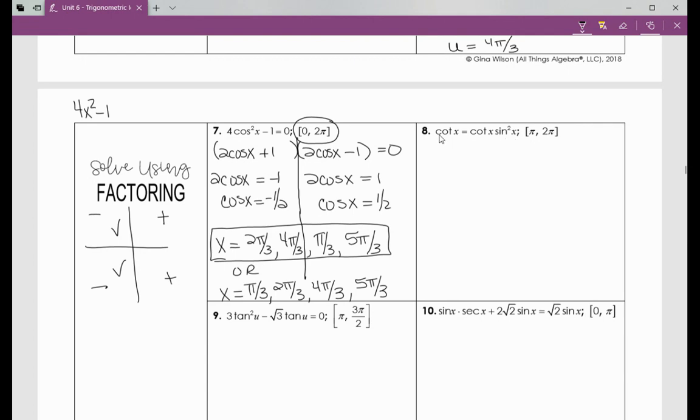All right, so in our second example, I am going to factor. So what I am going to do is move this to the other side. Whatever you do when you are solving these equations, you do not divide both sides by a trig function, because if you do, you will lose answers. So we're going to put everything on one side. So that's cotangent x minus cotangent x sine squared.